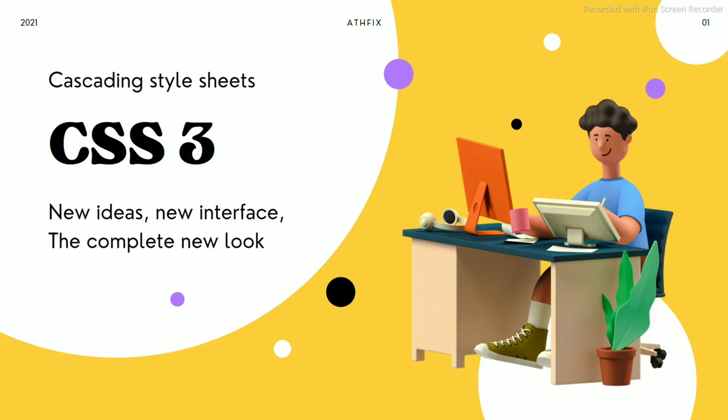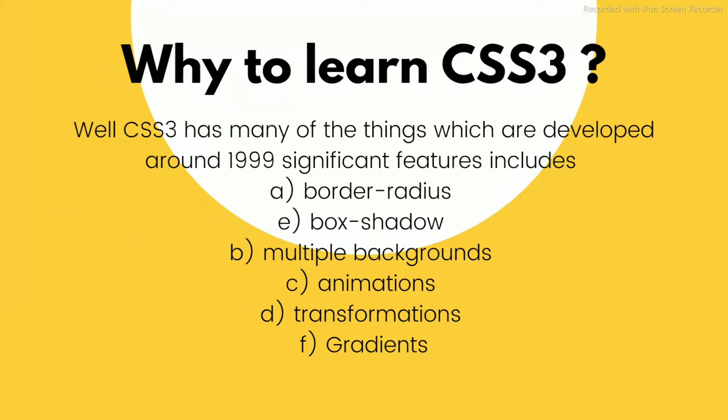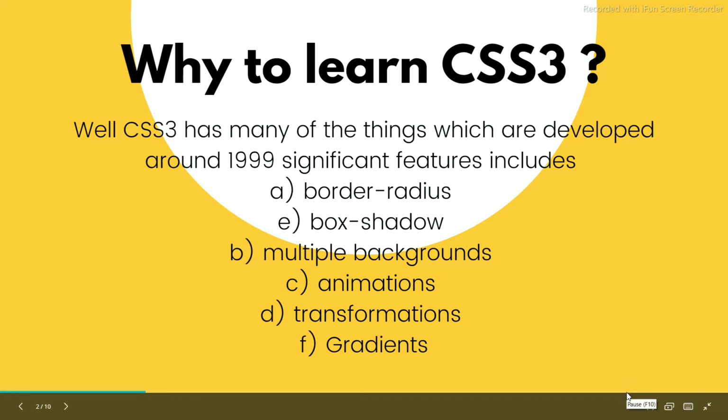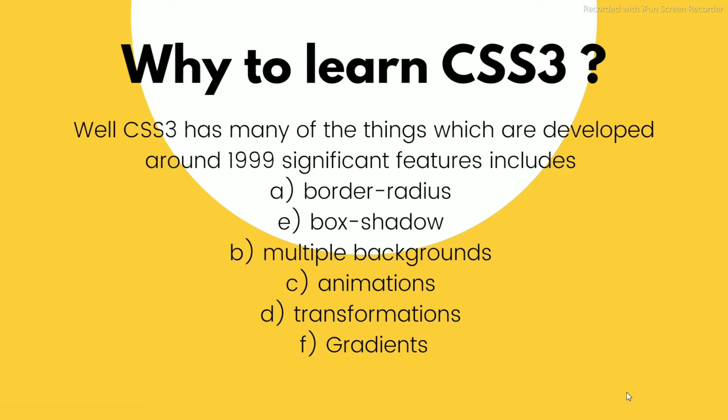Well, CSS3 includes the border radius, meaning we can make circled or round borders for any object or element which is in a rectangular or square format. We can also add background images, multiple backgrounds, animations, and box shadow, as well as gradients, which include linear, radial, and conic, and transformations, which include rotate, scale, move, and skew. Any element we can rotate, scale, compress, expand, move, or skew. We can do a lot of things with CSS3.